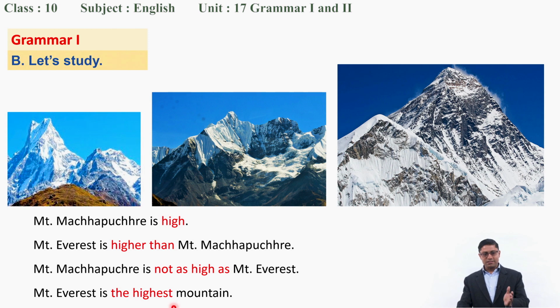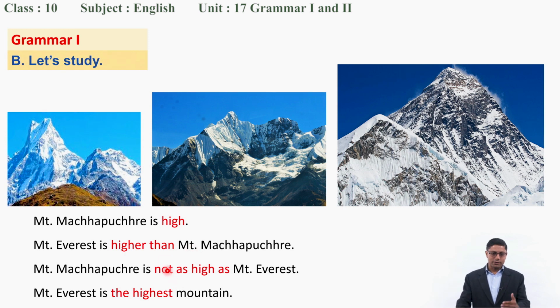Similarly, Mount Everest is the highest mountain. You cannot say the same thing to others. So look at there. In the first one, we just talked about Mount Machapusari individually. That's why we used the positive degree, high, only. But look at the second one. We made a comparison between two, Mount Everest and Mount Machapusari. So we are using higher than here.